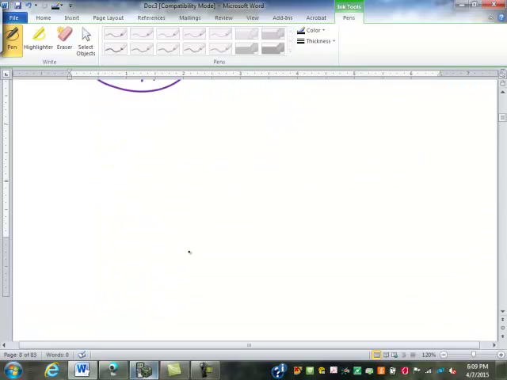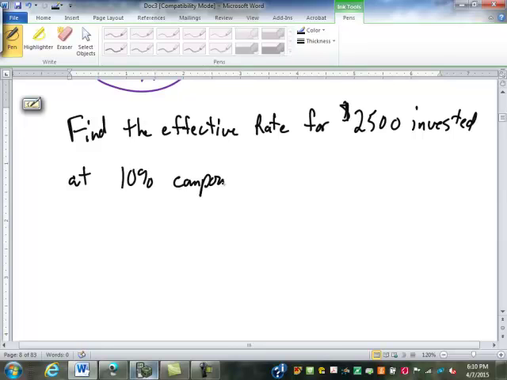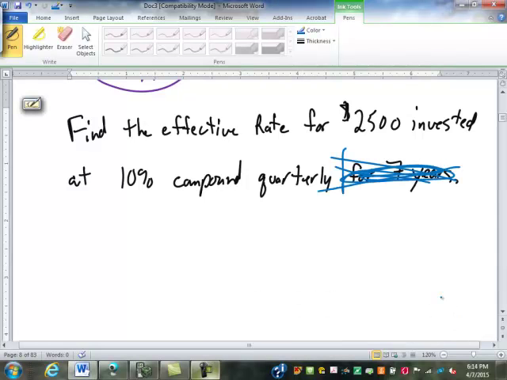I want you guys to try one. Find the effective rate for $2,500 invested at 10% compounded quarterly for 7 years. Remember, when we're dealing with effective rate, you only care about 1 year. So that 7 years, I put in there just to be mean.